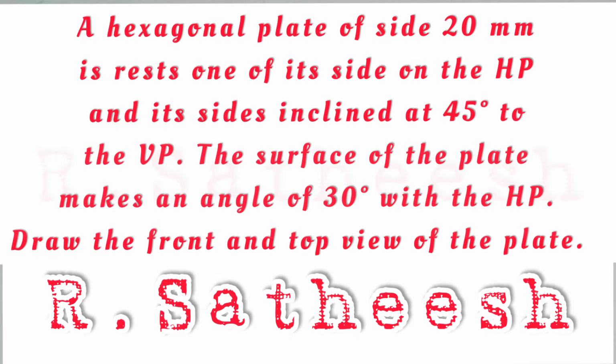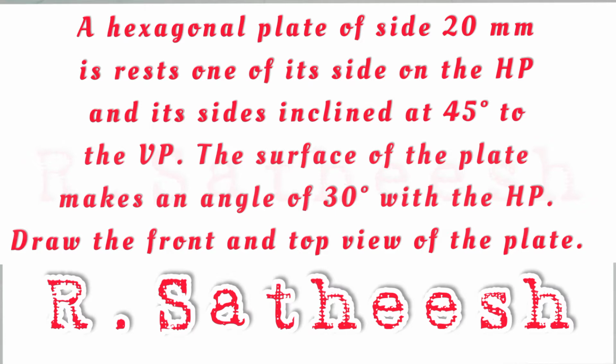A hexagonal plate of side 20 mm rests one of its sides on HP and its side is inclined at 45 degrees to the VP. The surface of the plate makes an angle of 30 degrees with the HP. Draw the front and top view of the plate.